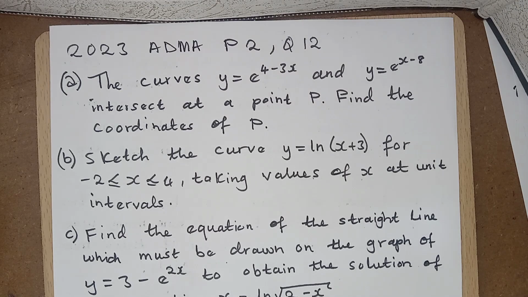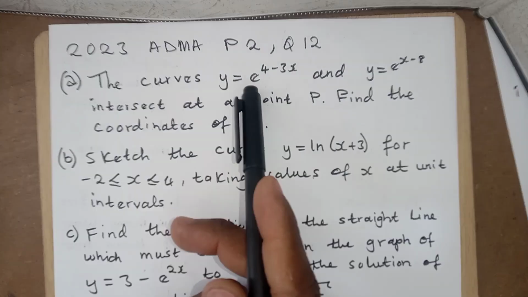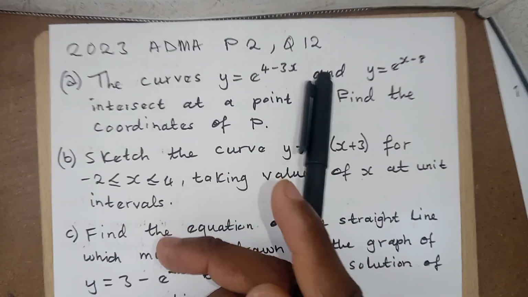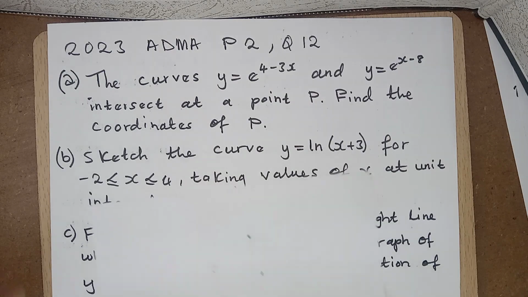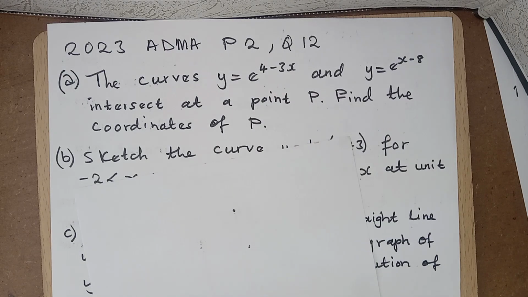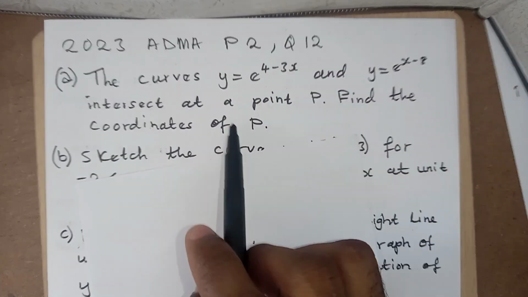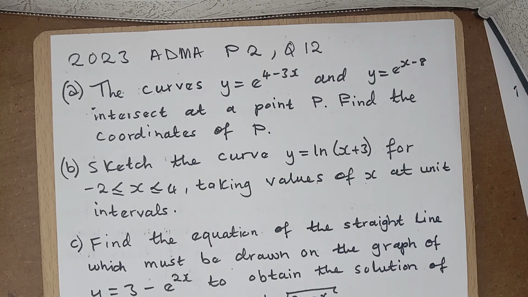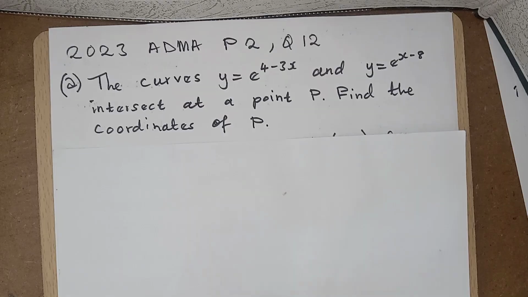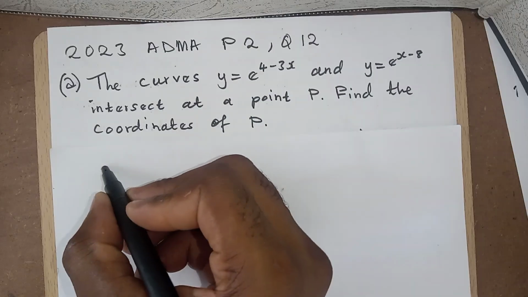Okay, 2023, ADMA paper 2, question 12. The curve y equals e to the power 4 minus 3x and y equals e to the power x minus 8 intersect at a point P. Find the coordinates of P. Coordinate geometry tells us that to find the meeting point of two equations, you have to solve them simultaneously. So let's solve these two equations simultaneously.